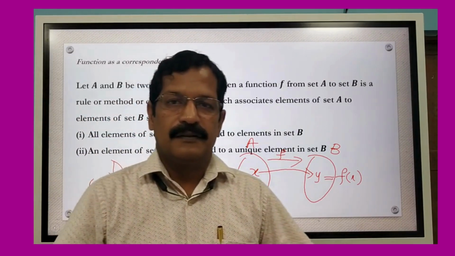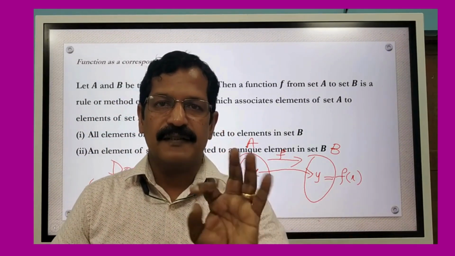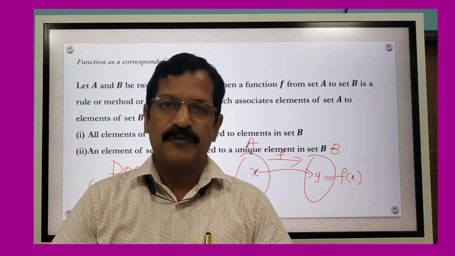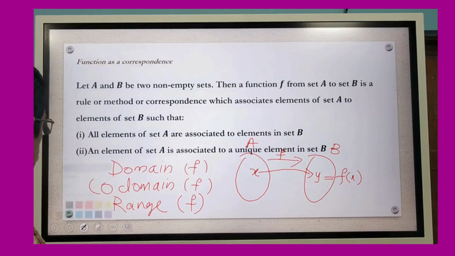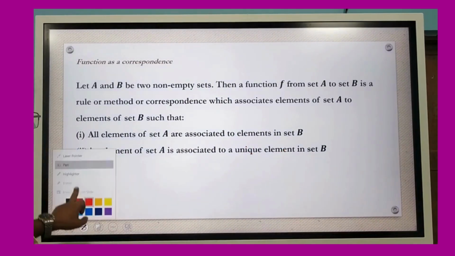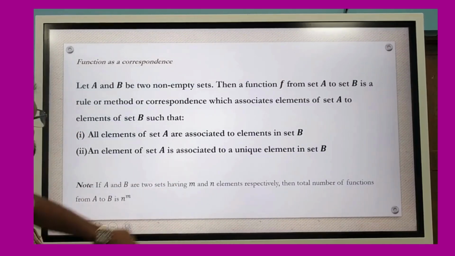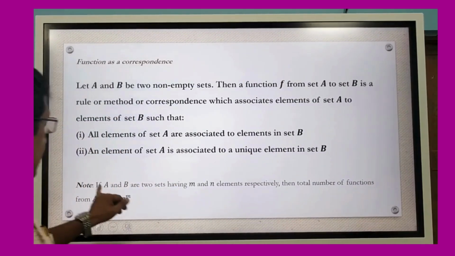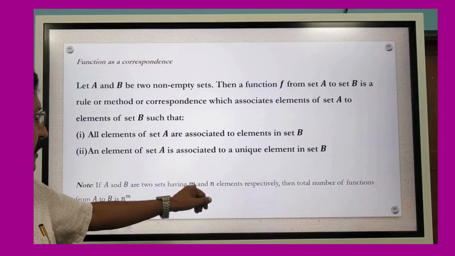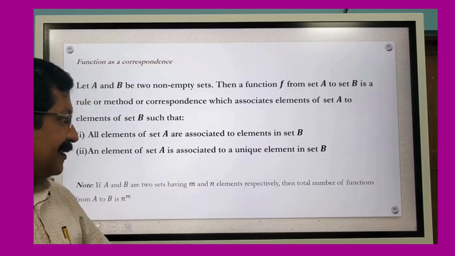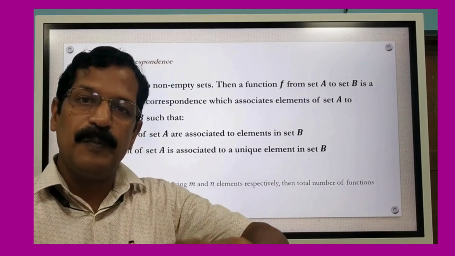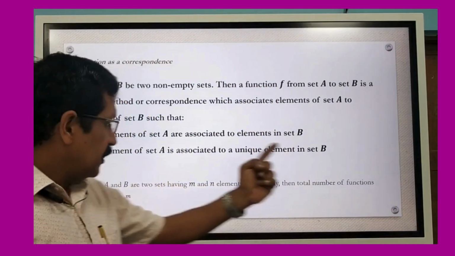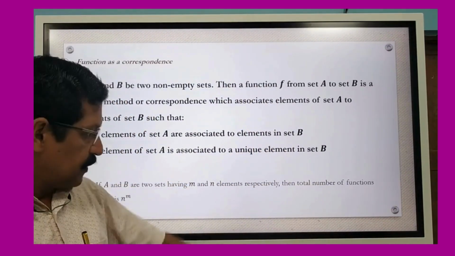Now let us go to different types of functions. Of course, we have studied some types of functions in class 11 also. Let us recollect that also. Before that, if A and B are two sets having m and n elements respectively, then the total number of functions from A to B is the number of elements in B raised to the number of elements in A. That is n raised to m. That's a point to be remembered.